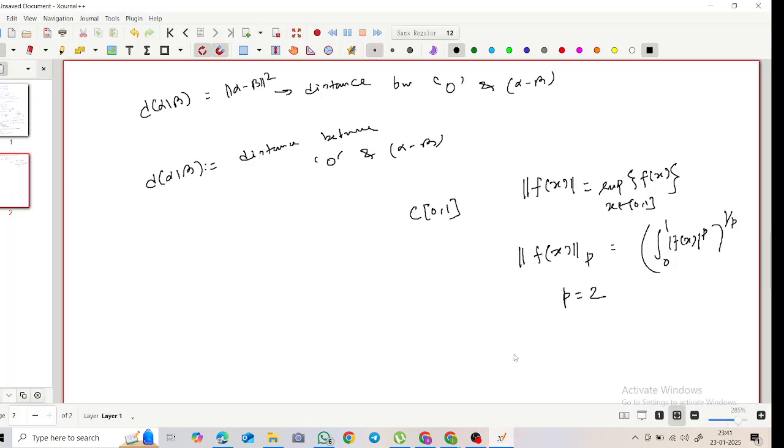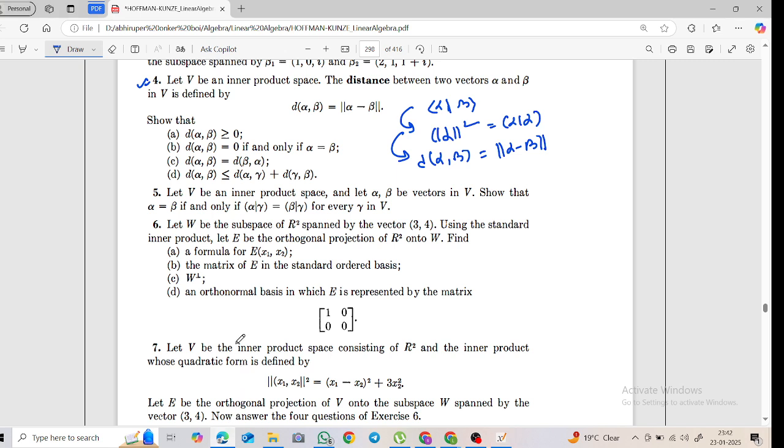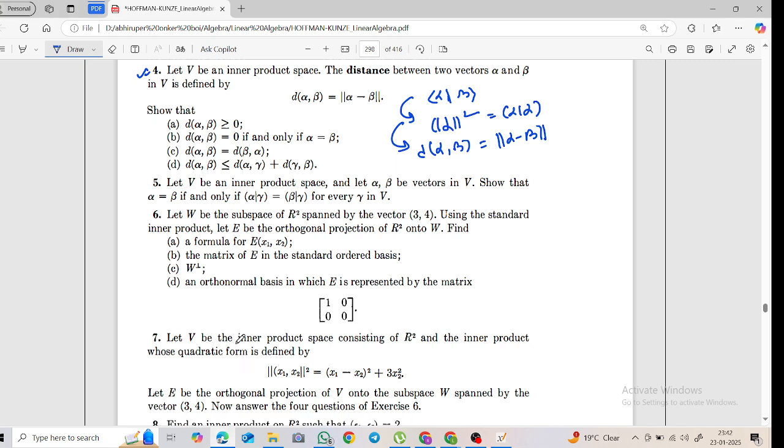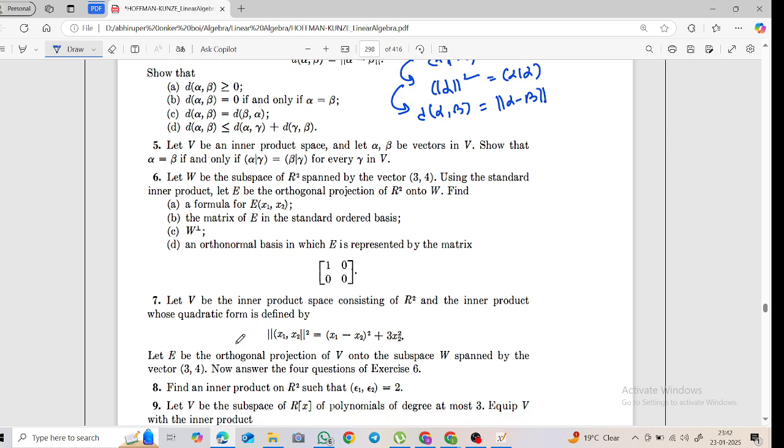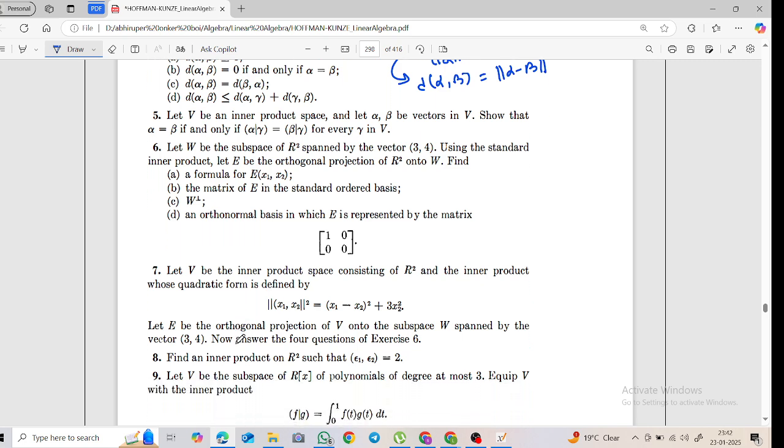B is an inner product, so that alpha is equal to, okay. Can you do this? Can you do 5? Okay, you have 2 minutes, try 5.